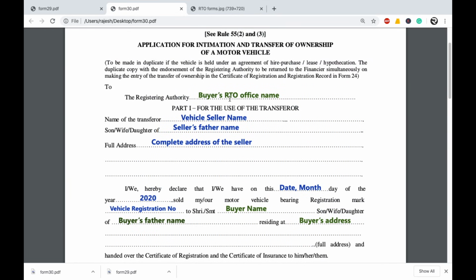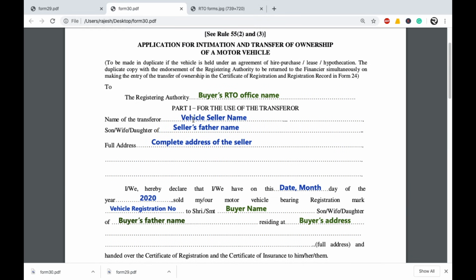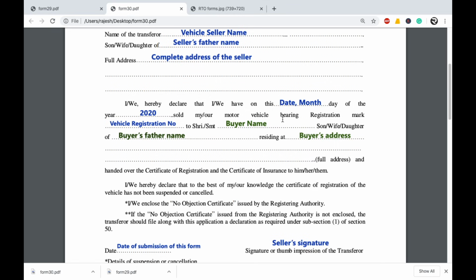On first field, write the buyer's RTO office name. After that, write the vehicle seller's name, and after that write the seller's father name. After that, complete address of the seller you have to write here. After that, mention the date and month on which you have sold the vehicle. After that, mention the year on which you have sold the vehicle, and after that mention the vehicle registration number. Here write the buyer's name, and after that buyer's father name, and here write the buyer's complete address.